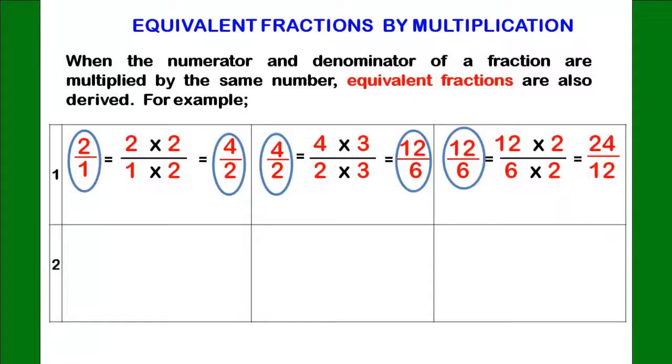Clearly, we can see that 2 over 1, 4 over 2, 12 over 6, and 24 over 12 are all equivalent fractions. Do you also know that if you simplify all these fractions to the lowest number, you will get the same value of 2 over 1? I would like you to simplify these fractions in your workbook before you watch the next example.